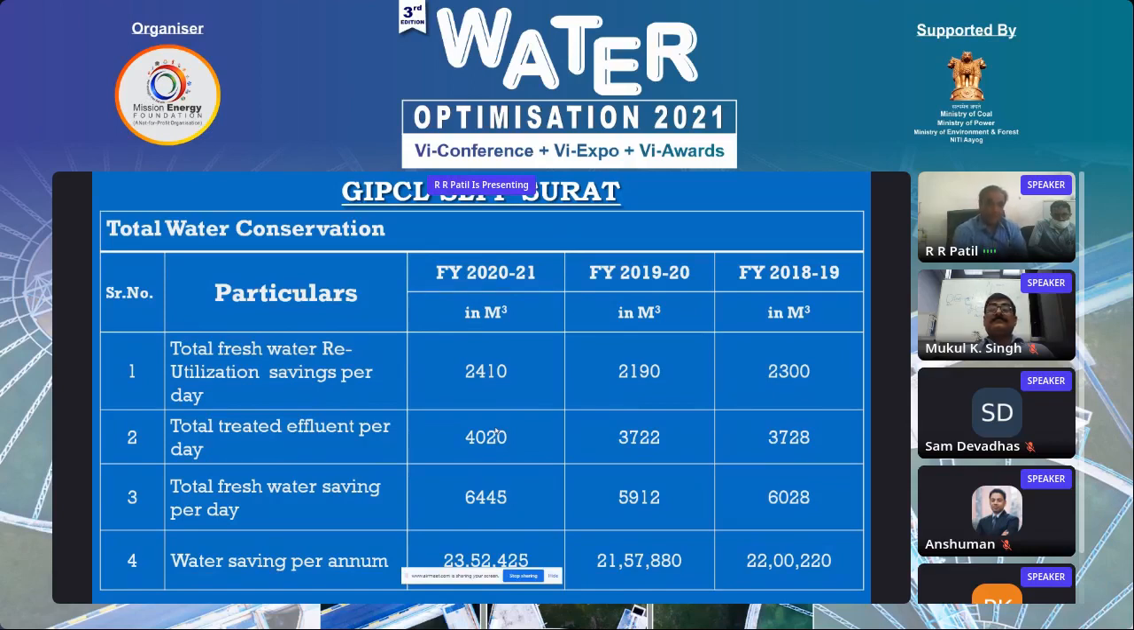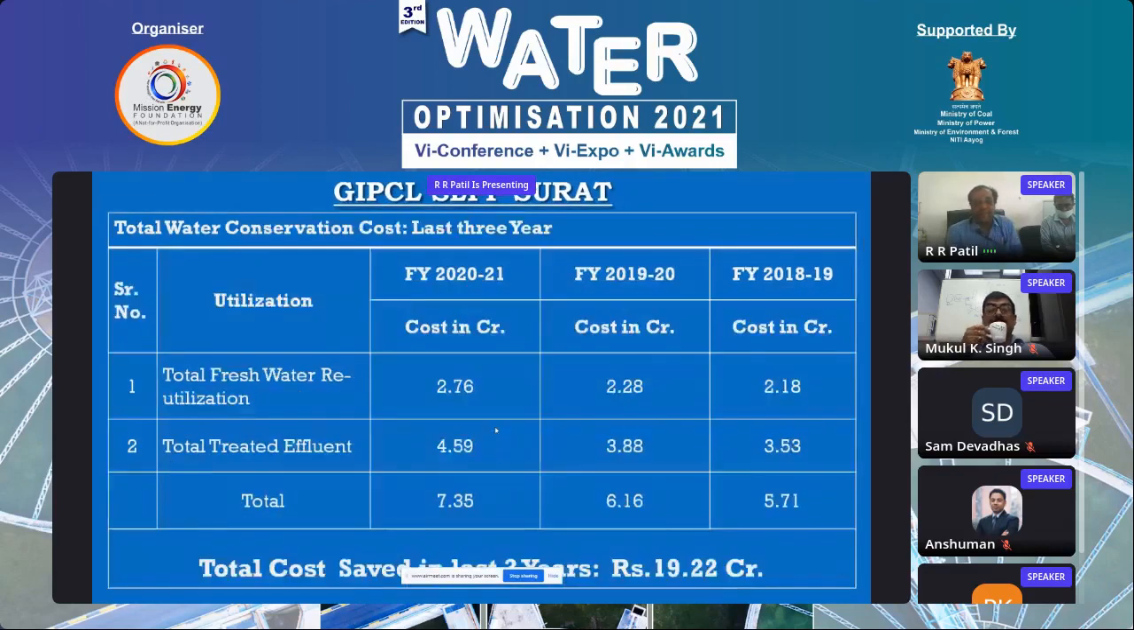So total water saving per annum is 23,52,425 meter cube in 2021. In the financial year, 21,57,880. In 18-19, 22,220 water saving was carried out.